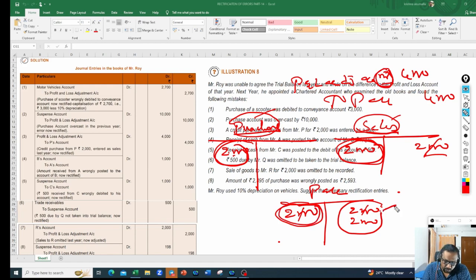So I credited 2000 to knock off this, and I also credited another 2000 to bring in 2000 rupees balance in P account. So total P account has to be credited with 4000. So P account is credited. This is how the entry happens. Here profit and loss adjustment account to 4000. So the entry. Clear? Right.